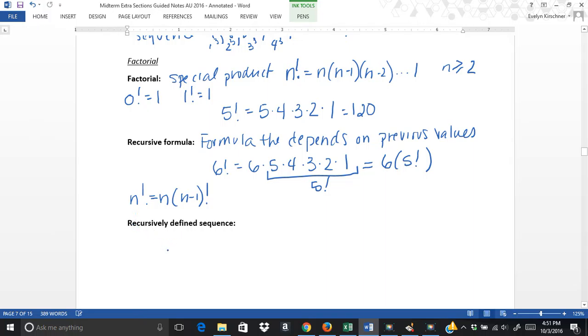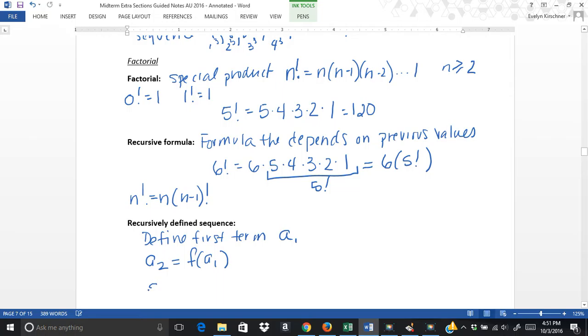I can also have recursively defined sequences. So I always define my first term as A1, my first term, A sub 1. And then my next term, A2, is defined as the function that I'm doing with my input being my previous term. So that's a recursive.